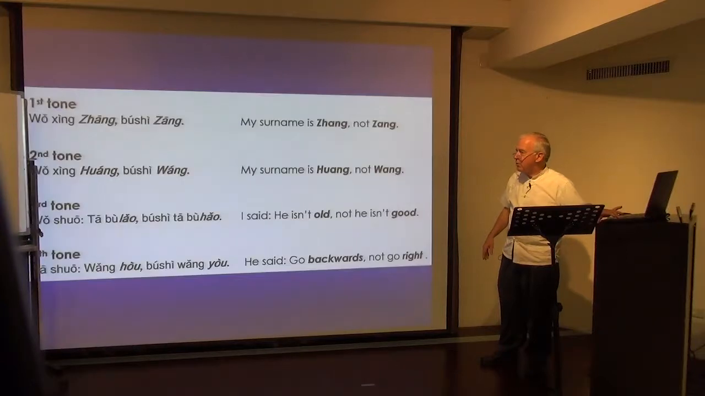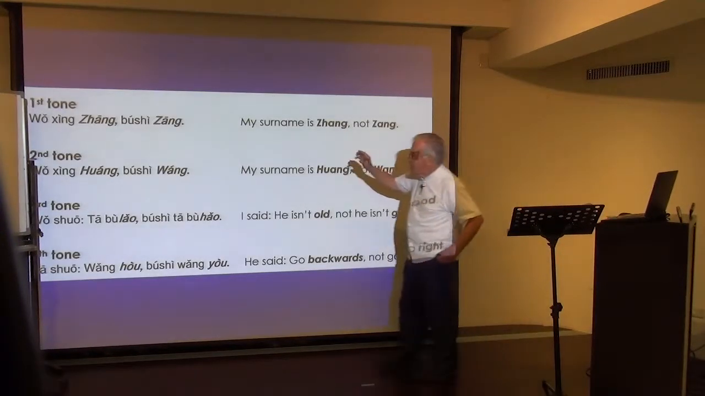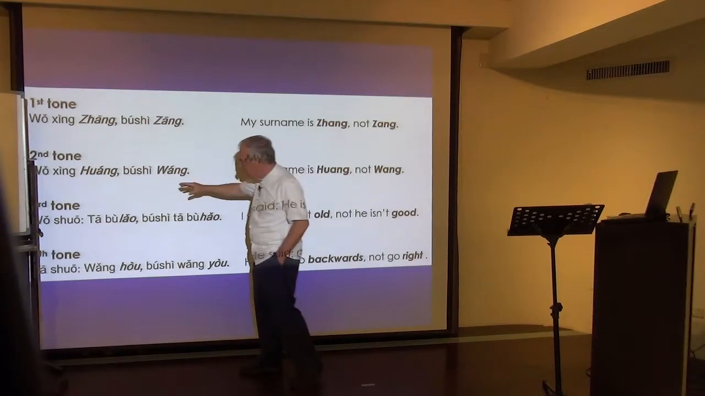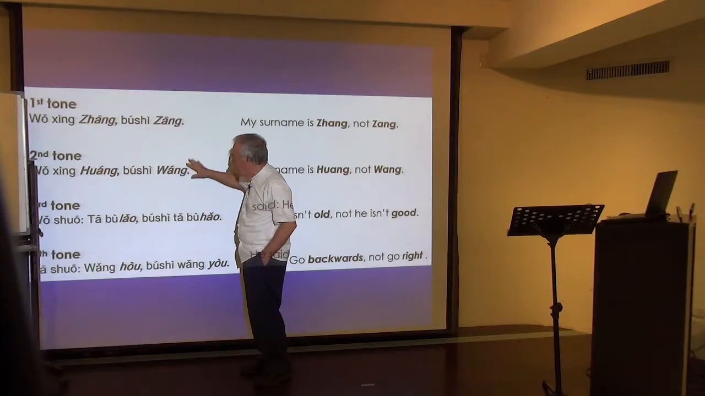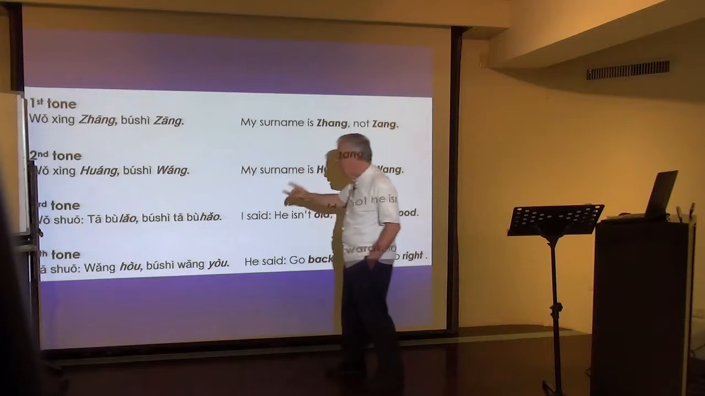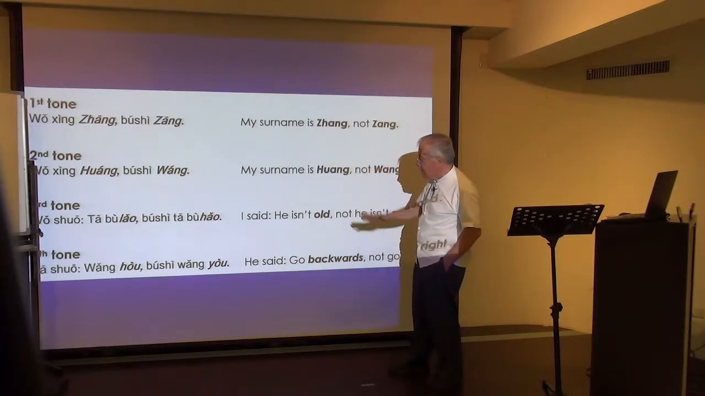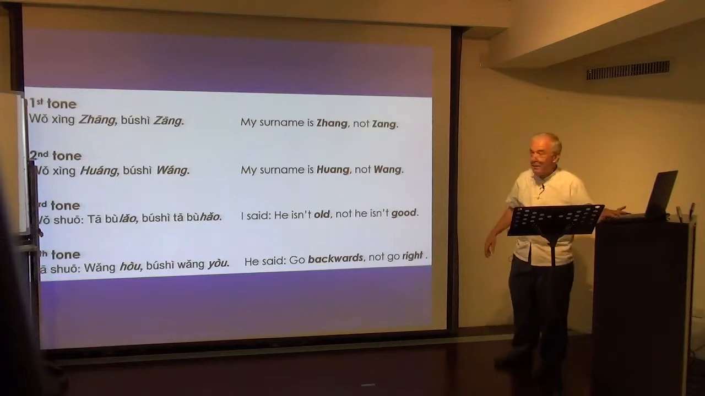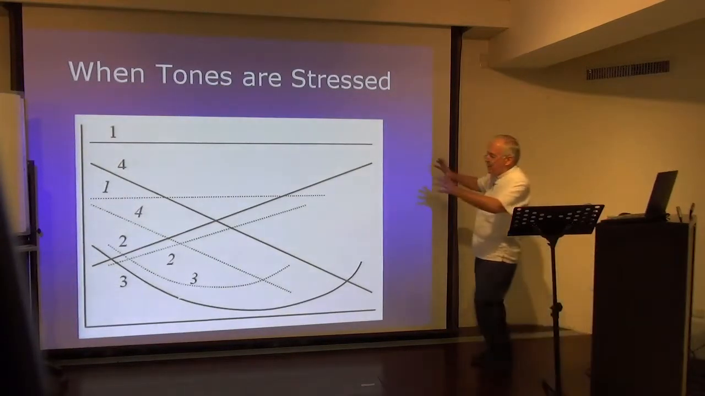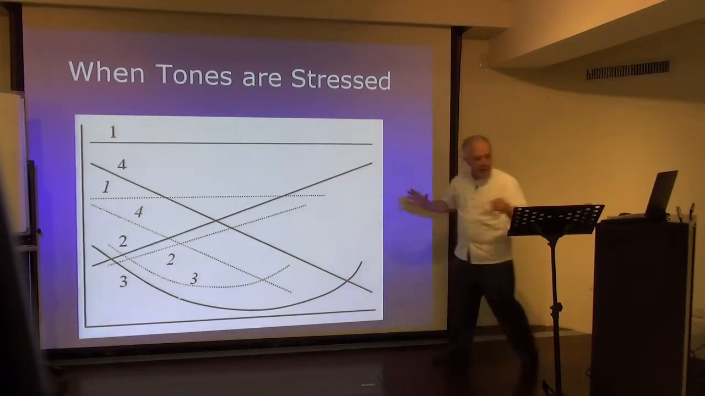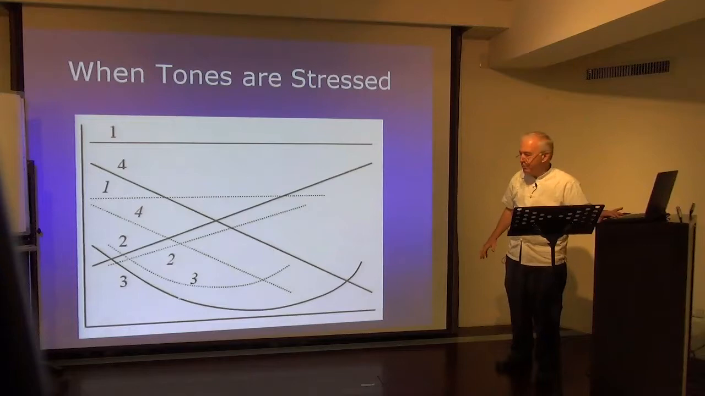Let's use some examples. 我姓张，不是脏。我姓黄，不是王。Emphasizing this. 我说他不老，不是他不好。So you feel it go right down and up. And the fourth tone, 他说往后，不是往右。So go back to this chart. You can see it's like the tone on an elastic background. It becomes stretched when we emphasize the tones.